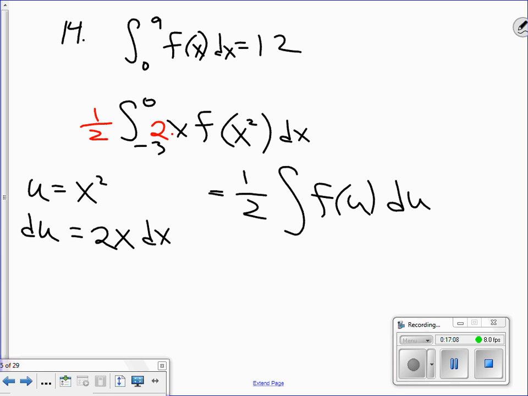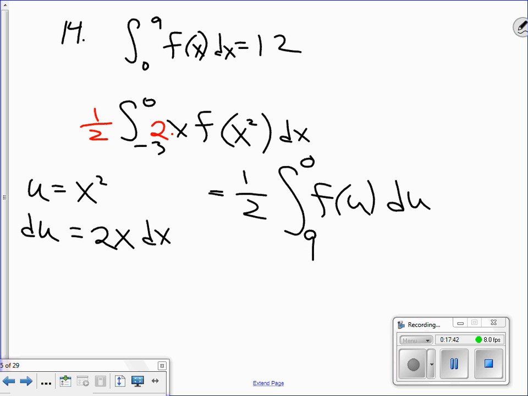Now let's get the limits of integration converted. U is always equal to x squared. So the lower limit of integration was negative 3. That's x. What would u be if x was negative 3? 9. The upper limit of integration was 0. What would that make u? U equals 0 squared? 0. Use the definition of u to convert the limits also.